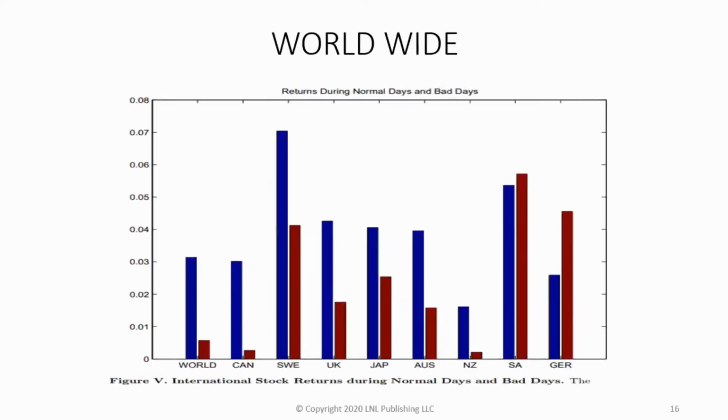How long ago was this paper published? 2003. I wonder if it's been arbitraged. Well, we'll get to that. I've done work with that. Then they looked at all stock markets throughout the year, throughout the world: Japan, Australia, New Zealand, South Africa, Germany, and we see pretty much the same thing. The brown bars aren't as high as the blue bars. So if you're looking for cause, that could be the cause.